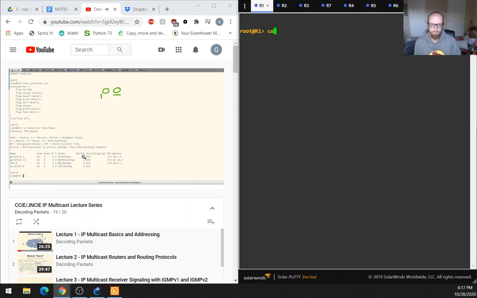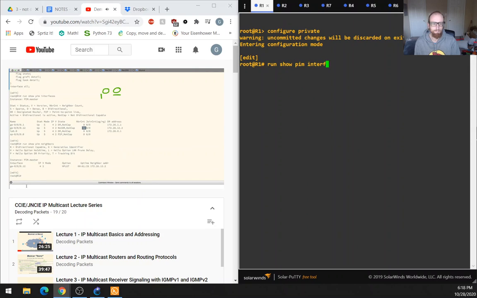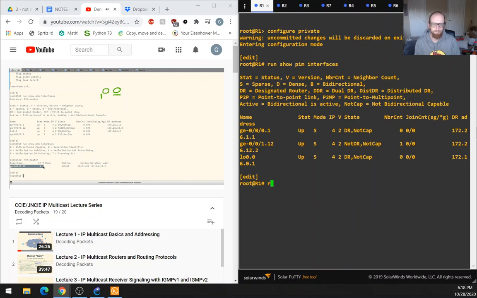You don't see a neighbor on the source facing interface, but you do expect to see a neighbor where R1 and R2 are connected. You do see that. The next command is run show pim neighbors. There we go, there is one neighbor for R1.